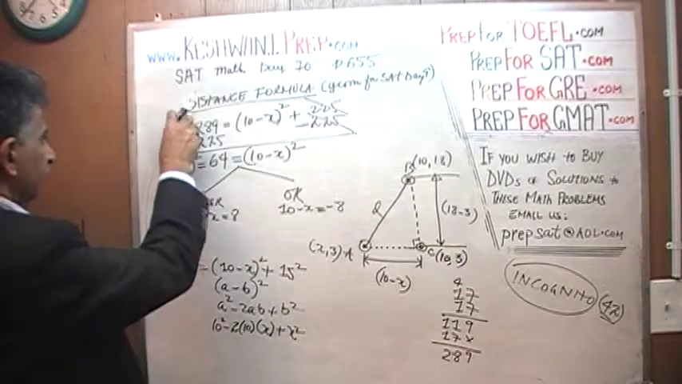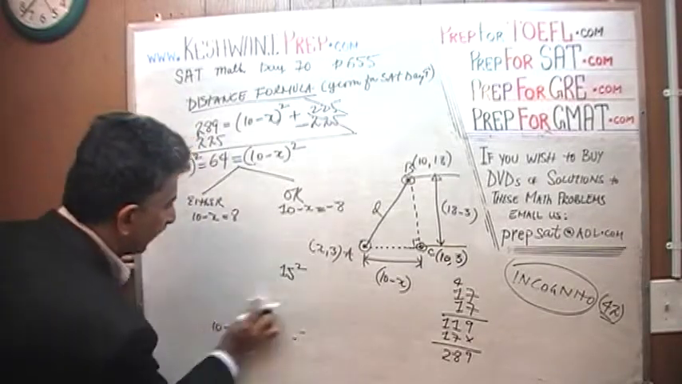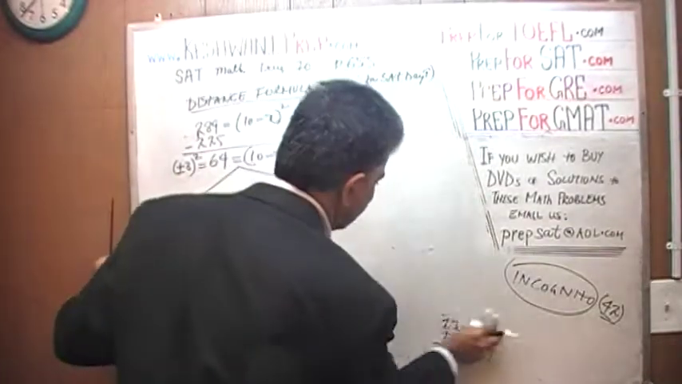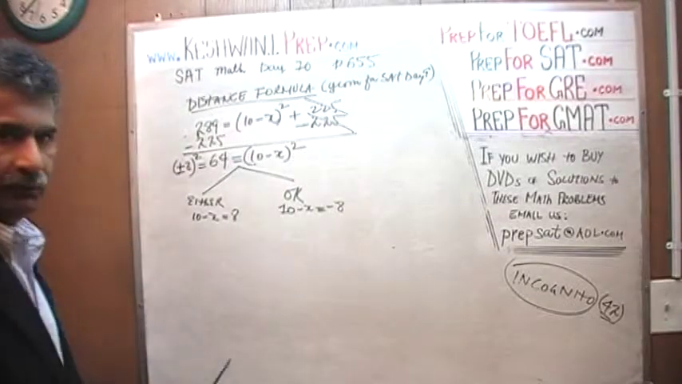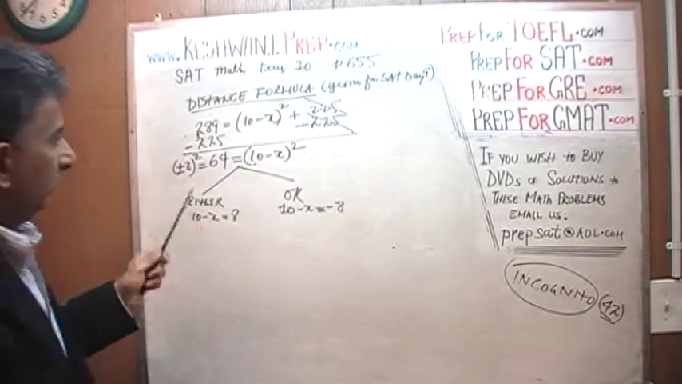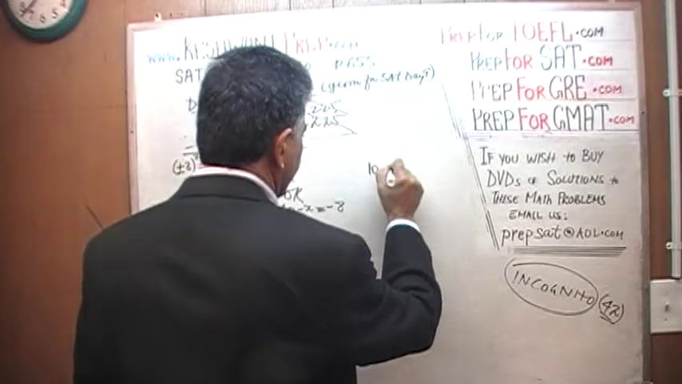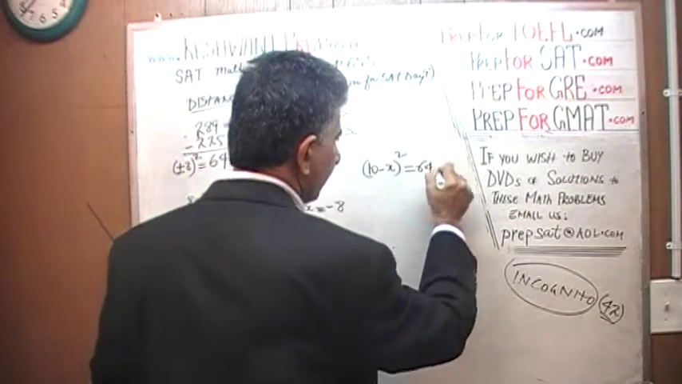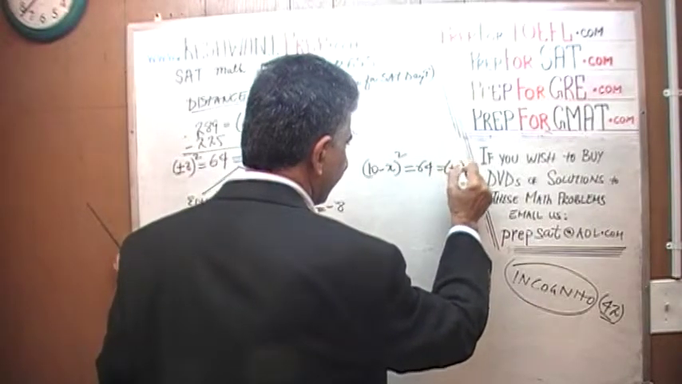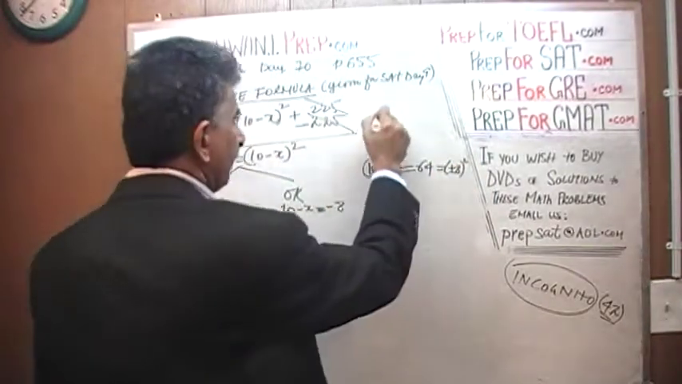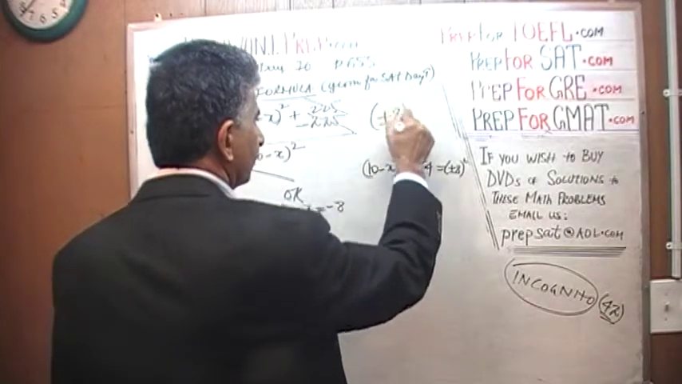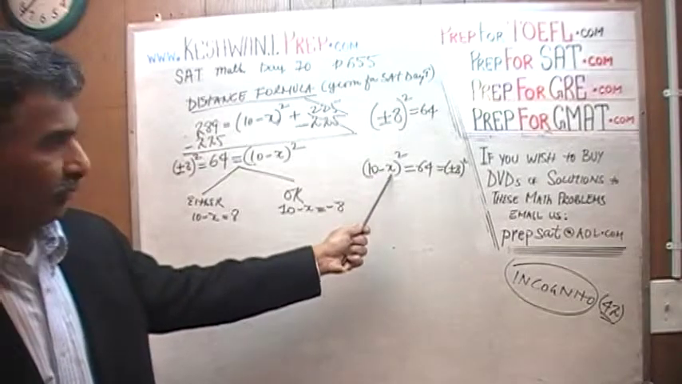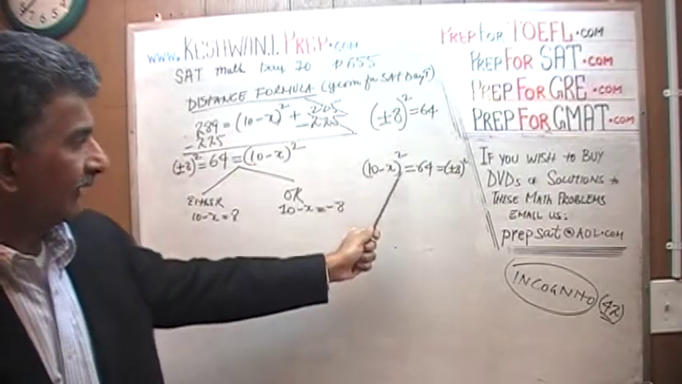I'm going to erase all of this. This is getting very crowded, and this is not getting us anywhere. And we're done with the picture. We don't need this anymore. This is much better. See, what's going on here is that (10 minus x) whole squared equals 64, which is the same as the square of plus or minus 8. Because the square of positive 8 or negative 8 gives us 64. Which means 10 minus x equals either positive 8 or negative 8.